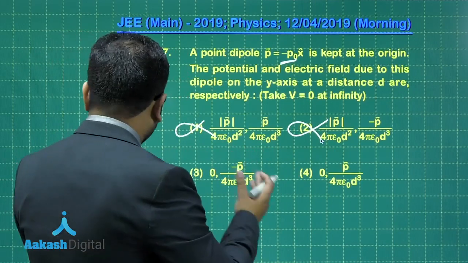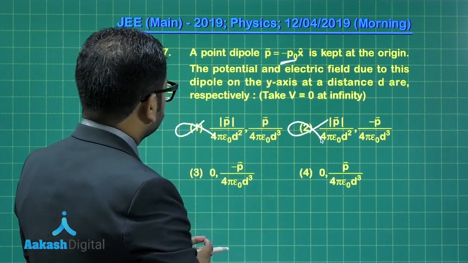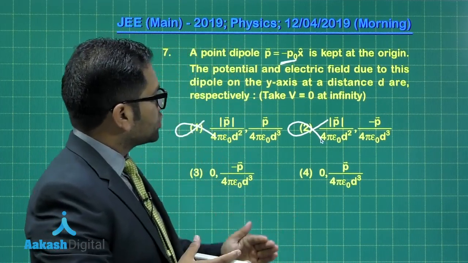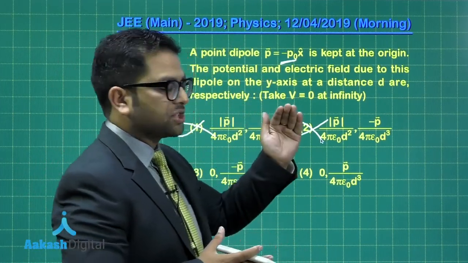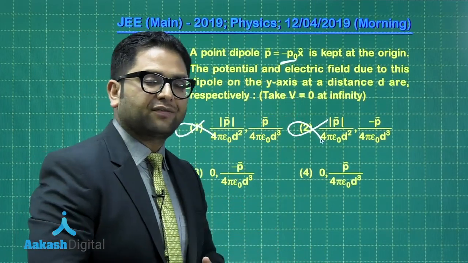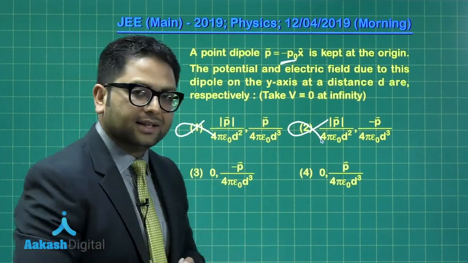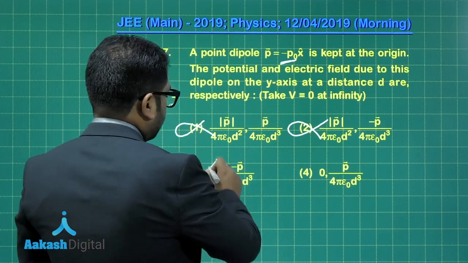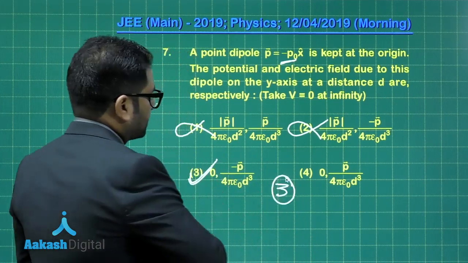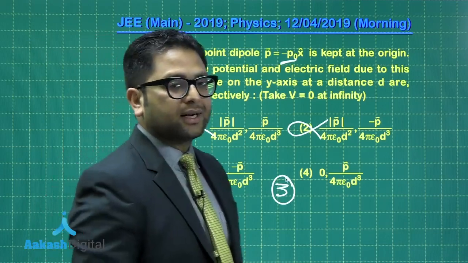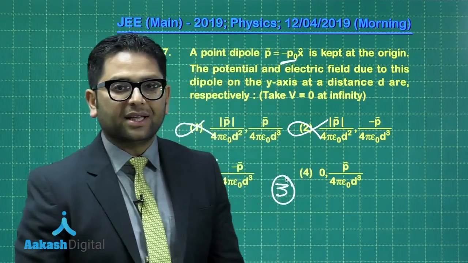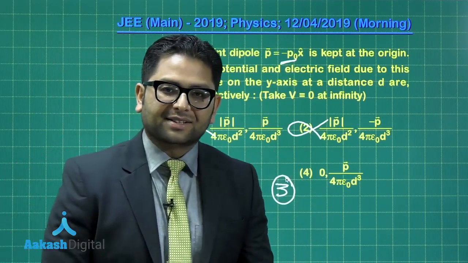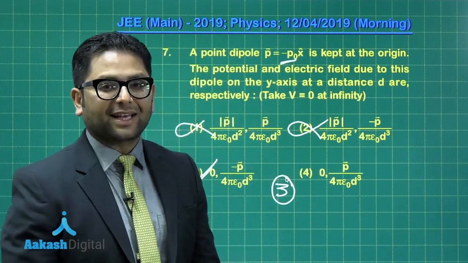And now effectively, I need to calculate the electric field, and we know when it comes to the equatorial position, the direction of electric field is opposite to that of the dipole moment. Therefore, option number 3 would be the correct option. And the value is very straightforward, Kp divided by d cube, K having its usual meaning. So option number 3 is the correct option for this. Time to move for the next question.